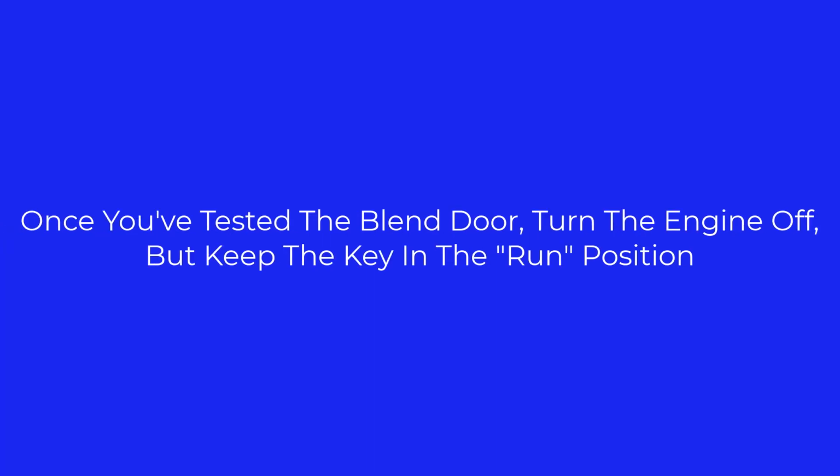Once you've done your blend door check, I'm going to have you turn the engine off because you don't want it running for the next segment of tests that we're going to do. So at this point, again, engine off, but make sure the key is in the run position. So engine off, key in run position. That means the dash lights will still be on, but the engine will be off.